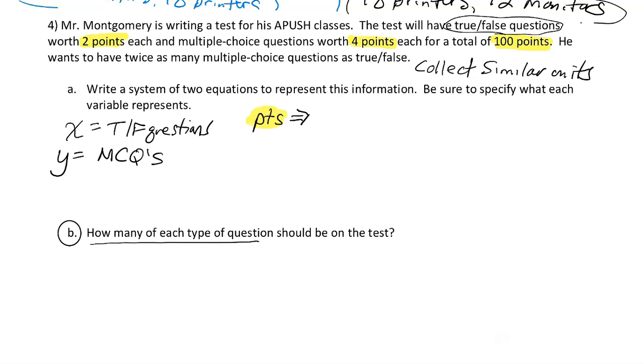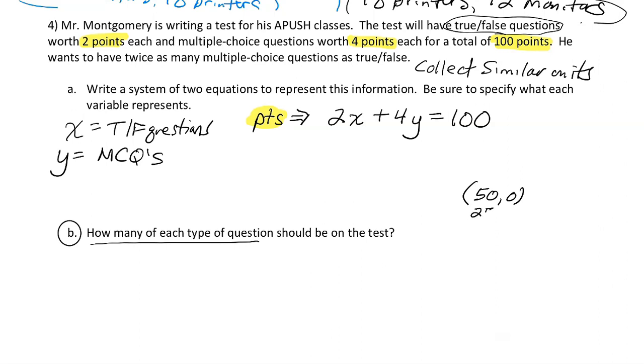So let's write a points equation, collecting those units of points that we have highlighted in yellow. So there are 2 points for every true-false question, plus there are 4 points for every multiple choice question, and he wants it to be a total of 100 points. Now, if that's all the information we have, then there's a lot of different ordered pairs that would work. Like he could have 50 true and false and no multiple choice. That would be a total of 100 points.